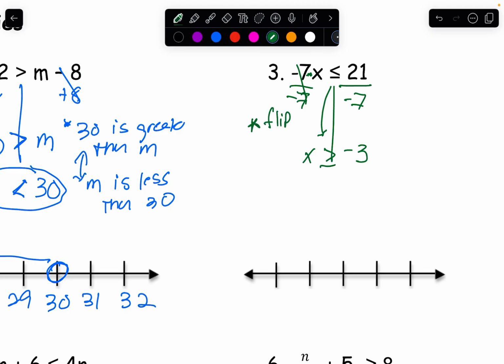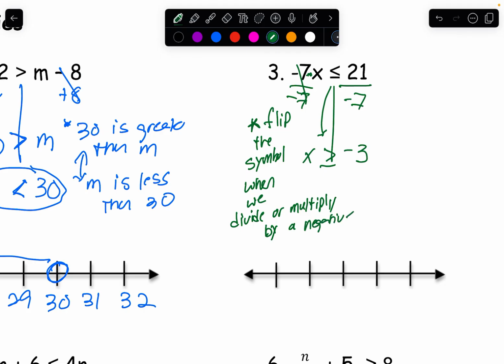Flip the symbol when we divide or multiply by a negative. We know if we put a negative sign in front of something, that flips its value. So if you put a negative sign in front of a 3, it changes it to a -3. If you put a negative sign in front of a -3, it changes to a +3. Negative signs, when we multiply or divide, flip the value of the number, right?